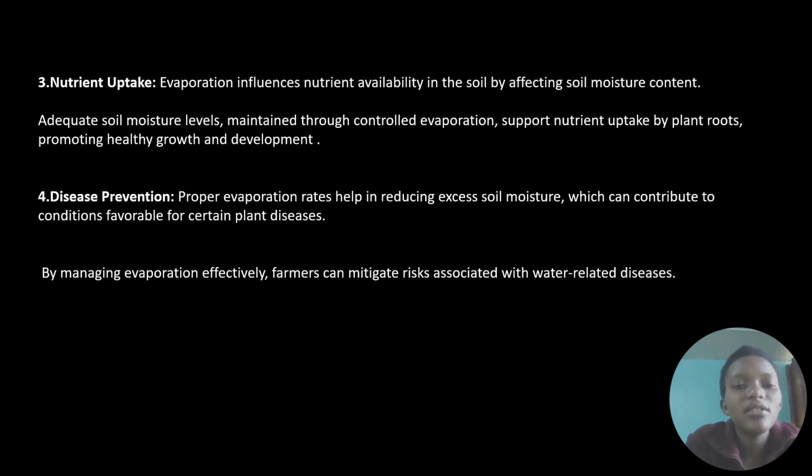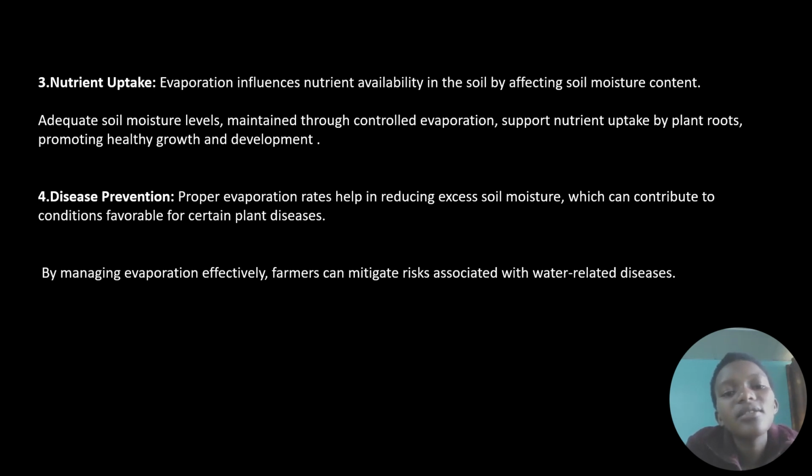Another important point, nutrient uptake. Evaporation influences nutrient availability in the soil by affecting soil moisture content. Adequate soil moisture levels maintained through controlled evaporation support nutrient uptake by plant roots, promoting healthy growth and development.